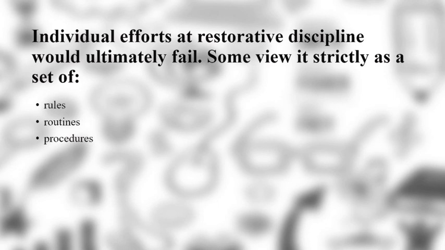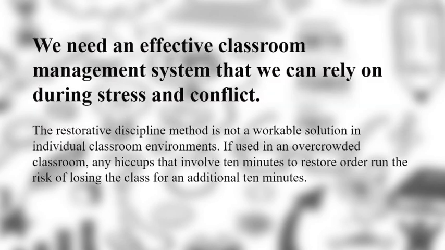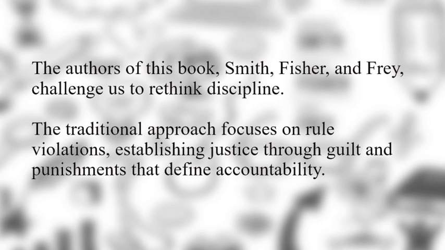Some view it strictly as a set of rules, routines, and procedures. The book defines an effective learning environment as having two aspects: relationships, specifically the range of interpersonal skills necessary to maintain healthy relationships, and high-quality instruction. We need an effective classroom management system that we can rely on during stress and conflict. Now, the restorative discipline method is not a workable solution in individual classroom environments. Individual, I stress again, one-offs will not work. If used in an overcrowded classroom, any hiccups that involve 10 minutes to restore order run the risk of losing the class for an additional 10 minutes.